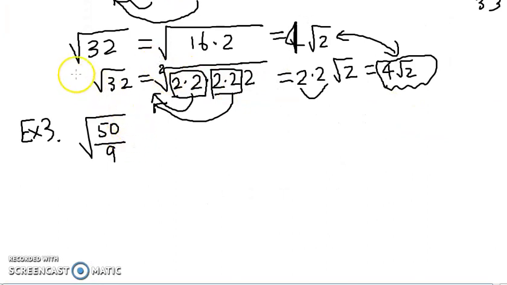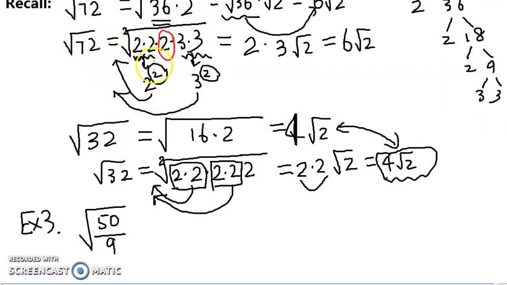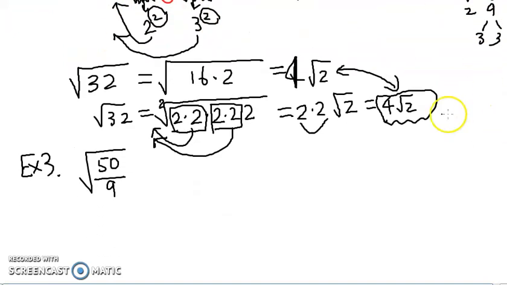Now in previous examples, I always gave you whole numbers like 32 or like 72. They're all whole numbers. But now if we have a fraction, that's not allowed. So how do we get rid of this fraction? What we can do is, because with the radical sign, it's a division. If it's division or multiplication, we can separate them as square root of 50 on the top and square root of 9 on the bottom. So we can do the square root separately.